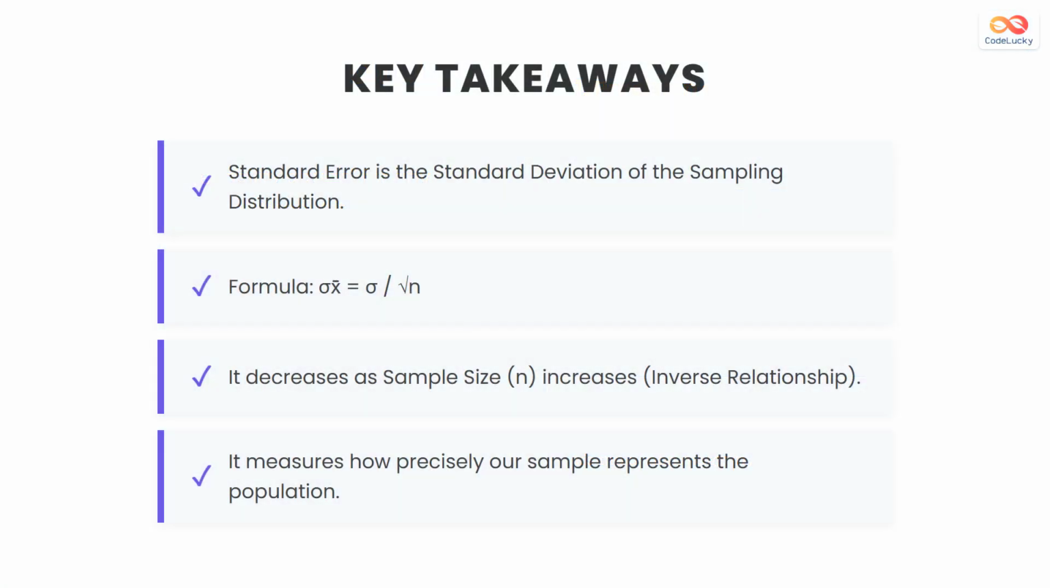To wrap up, remember these 4 points. Standard error is the standard deviation of sample means. It is calculated by dividing population standard deviation by the square root of the sample size. It decreases as you gather more data. And finally, it is the fundamental yardstick for measuring statistical precision.